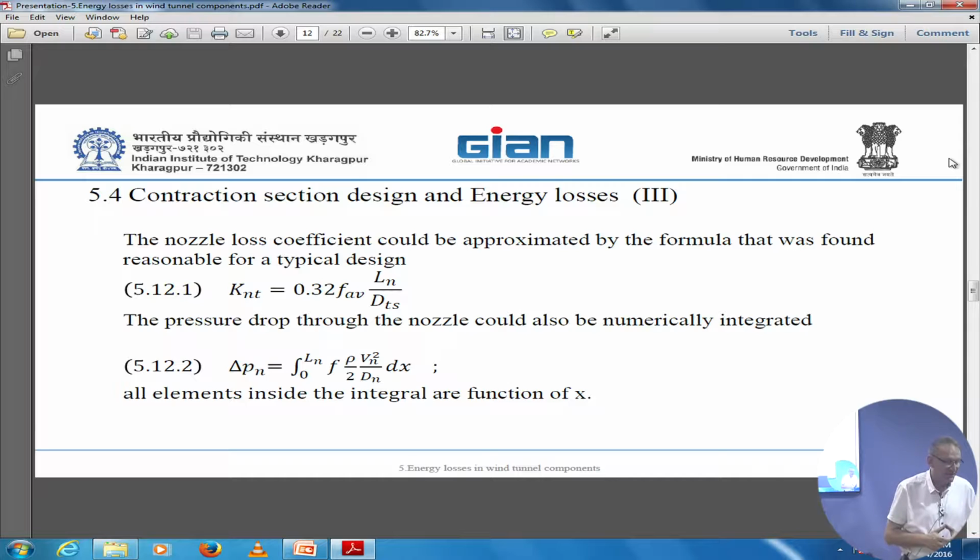But again, I'm saying you will pay for it. If it's too short, as you said, there is a risk of separation, because one important parameter of separation is the pressure gradient, and once the pressure gradient is too high, you'll get separation there.